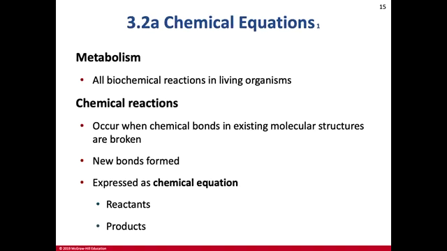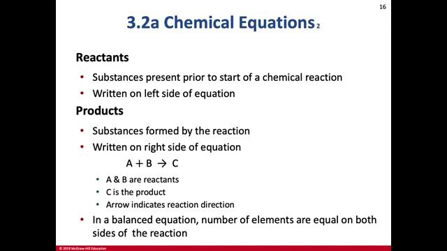So in metabolism, we're talking about all the chemical reactions that take place in order to sustain life, and we can break those down into anabolic and catabolic reactions, as we already discussed. Chemical reactions occur when chemical bonds in existing molecular structures are broken, and energy comes out, and then some of that energy can be used to make new chemical bonds. The reactants are the things on the left-hand side of the equation that produce the products on the right-hand side of the equation. Okay?